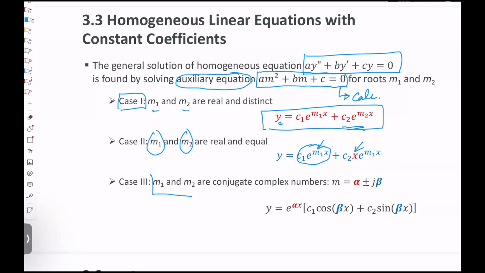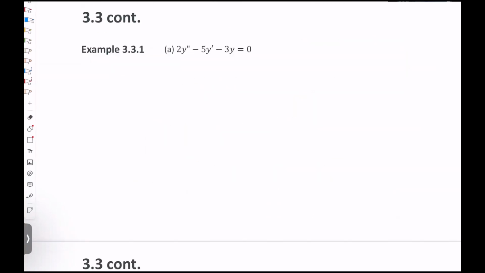And if m1 and m2 are complex conjugates, then we're going to have m equals alpha plus minus j beta. Then alpha goes here, beta goes here, and that's going to be our solution. So let's do this. We have 2y double prime minus 5y prime minus 3y equals 0. So now we need to find the auxiliary equation: 2m squared minus 5m minus 3 equals 0.